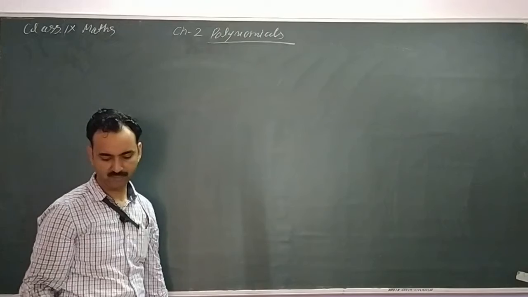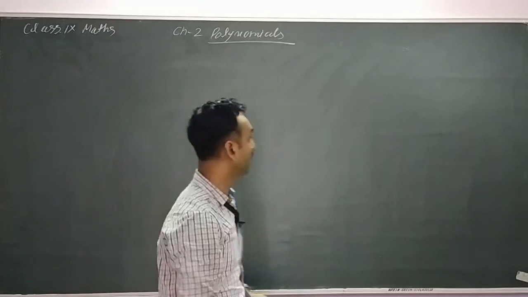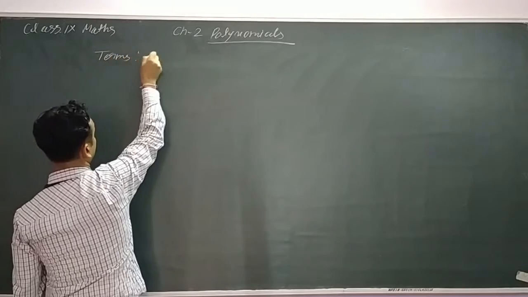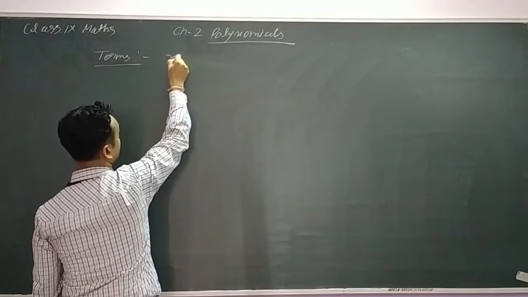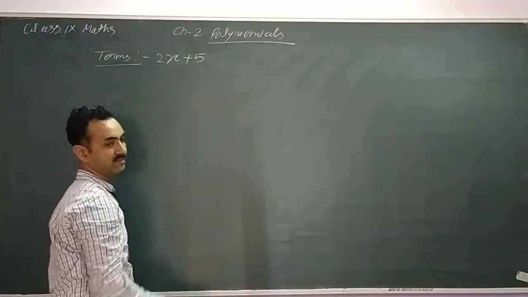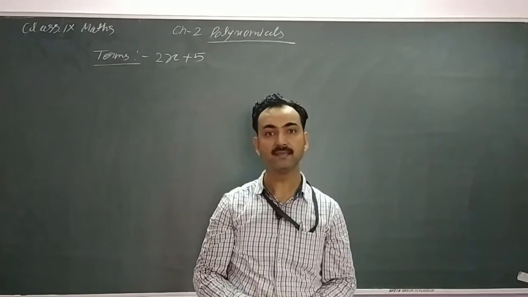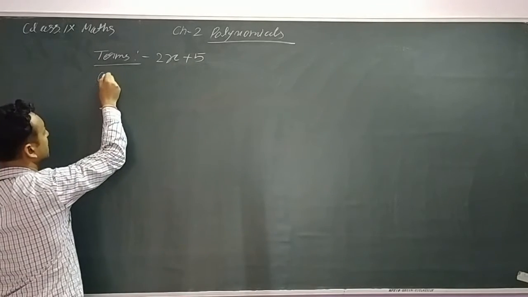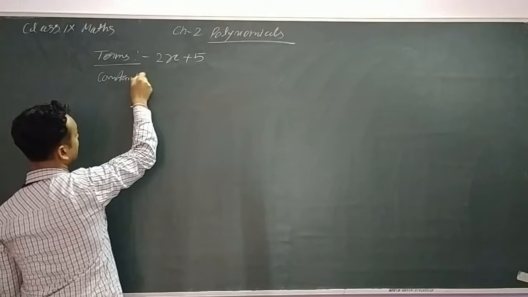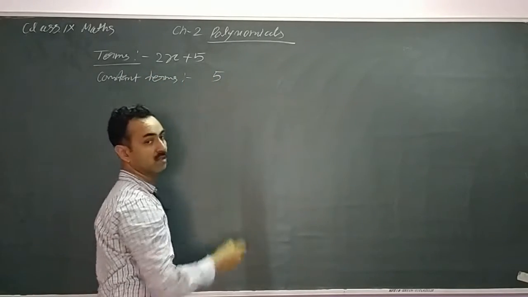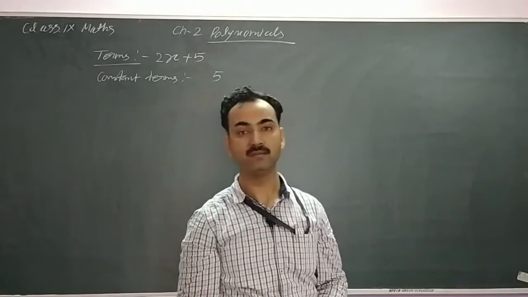First of all, we will understand the terms. What is meant by terms? A term is a combination of variables like x, numbers, signs and constants. Sometimes it is a constant term. A constant term does not contain variables; it is simply a number, so it is called a constant term.